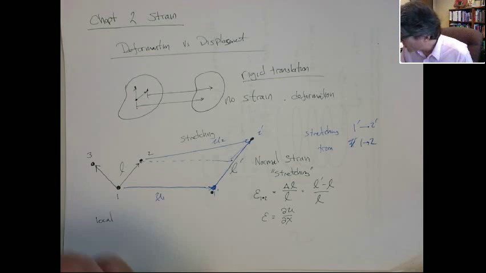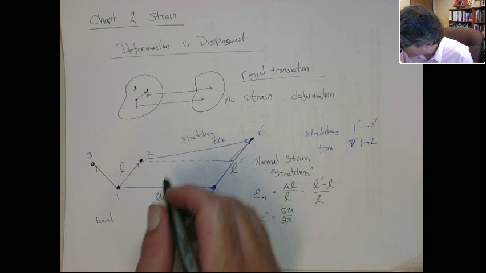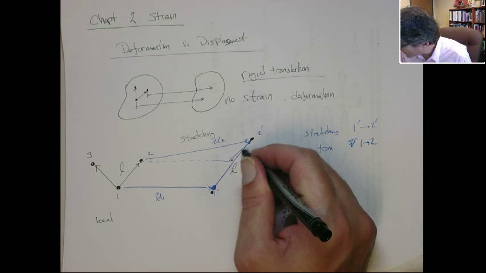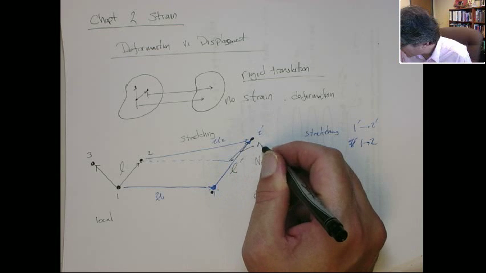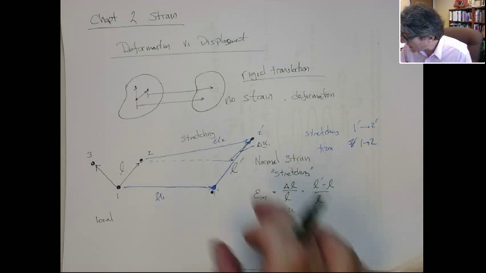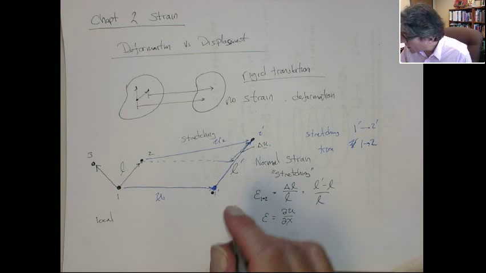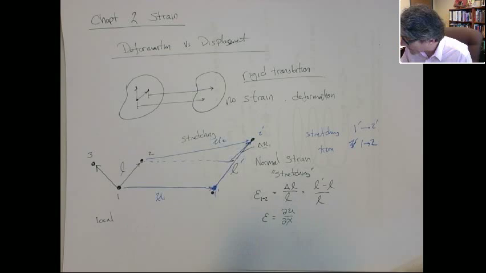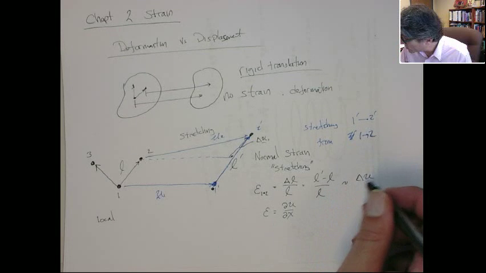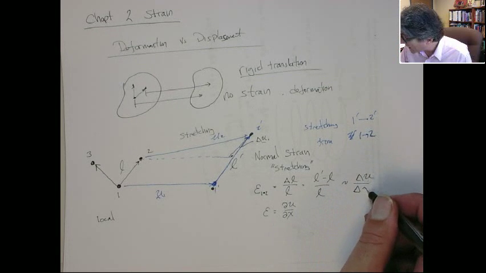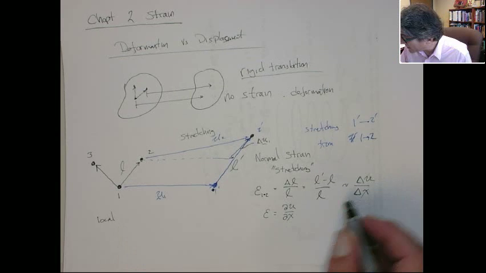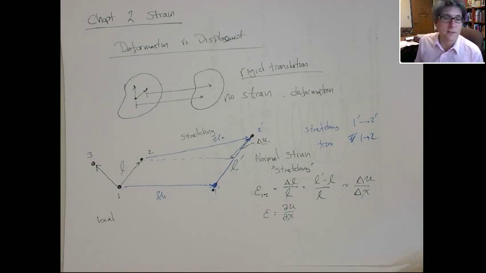So if you look at this, we can call this the displacement, u. This vector here is the change in the displacement as we move to 2. And so this is the change in length over the original length, which is the delta x. So you can see this is kind of like delta u over delta x. And then if you take the limit, this becomes the partial derivative. So that's basically what you get.